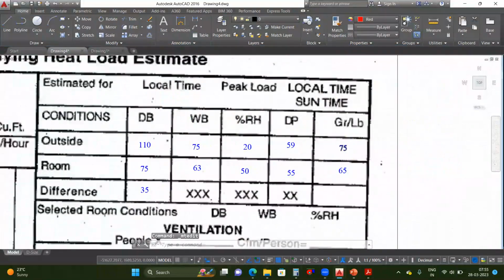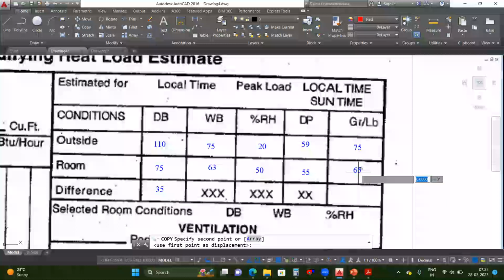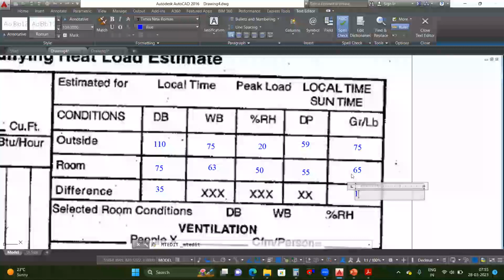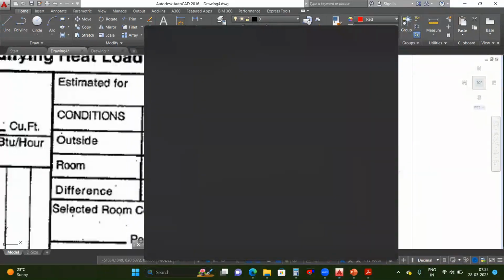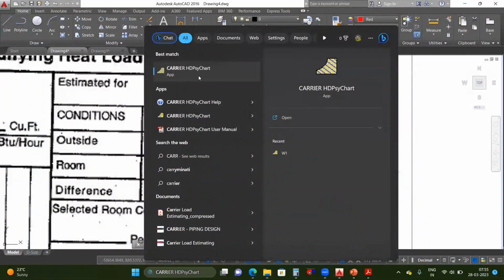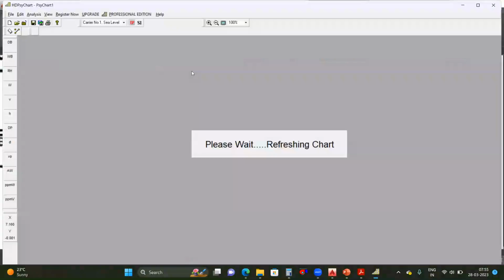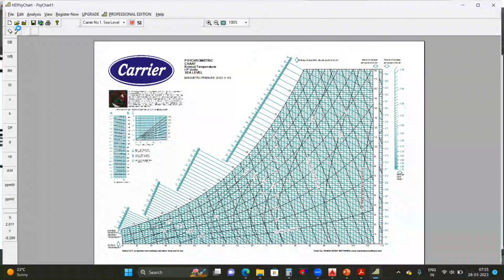So next is the difference of humidity ratio. 75 minus 65, that is 10. Okay, so we can also check these values from our Carrier psychrometric chart, which we have already seen in last class. If you want to calculate manually, you can use this, or else you can use this psychrometric chart for calculation.